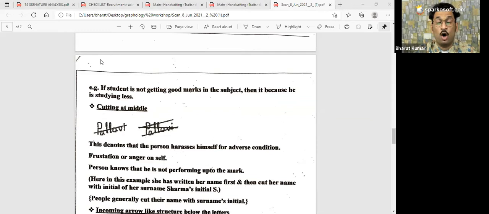Generally, it is the observed case. When you have such kind of signature, your credit will be taken by even your junior, not only by senior, junior also can take. So this denotes a person who harasses himself for adverse conditions, frustration, anger, and the person generally feels guilty, always feels guilty. Okay, this is the problem, and these are very negative signatures. I'm not using the term, but these signatures should be 100% avoided.